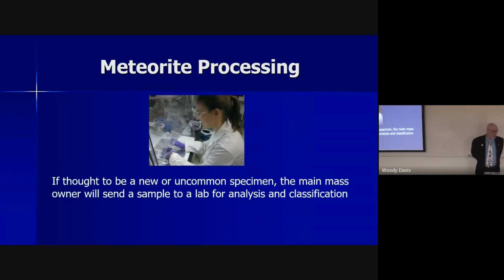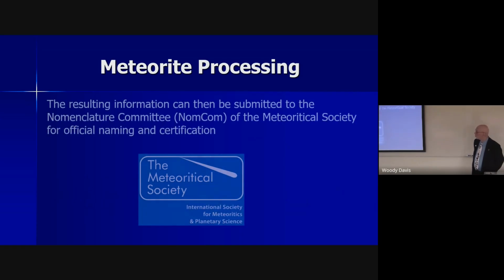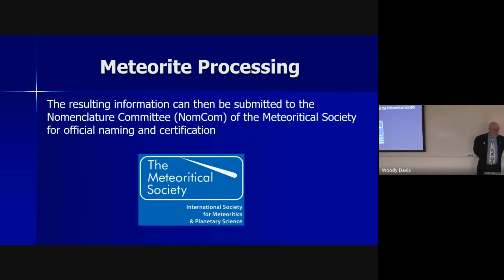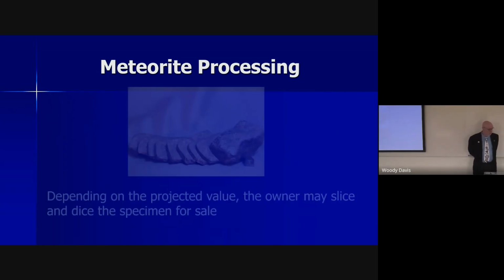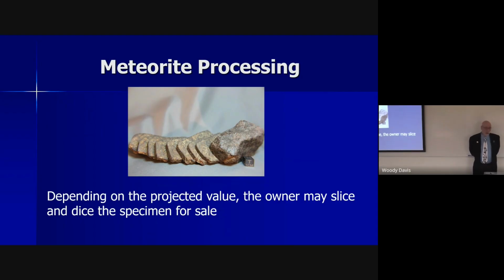So if there's thought to be a new or uncommon specimen, the main mass owner will send a sample to a lab for analysis and classification. The resulting information will then be submitted to the nomenclature committee of the Meteoritical Society for official naming and certification. And depending on the projected value, the owner may slice and dice the specimen for sale. And they use diamond-studded wire saws for that, for the most part.